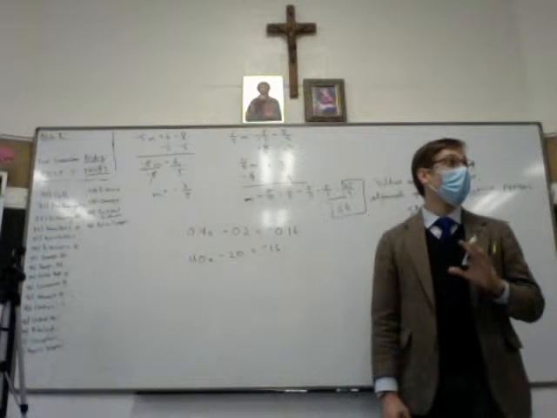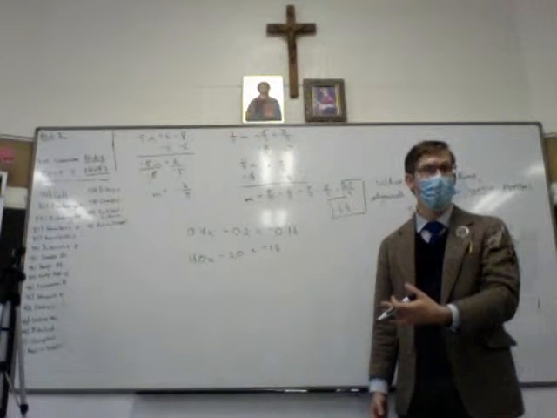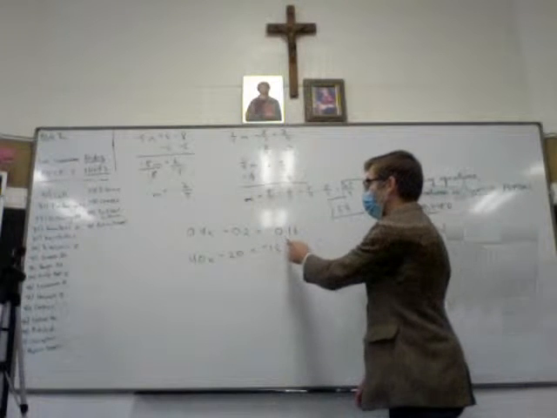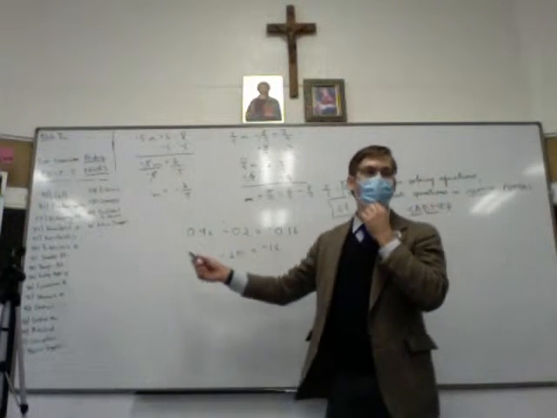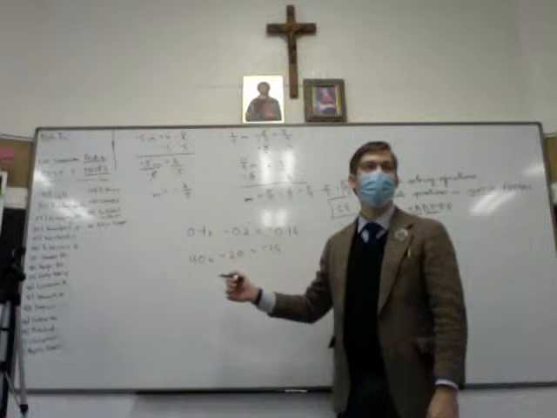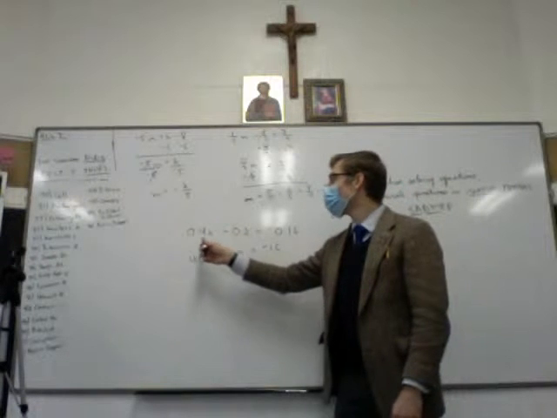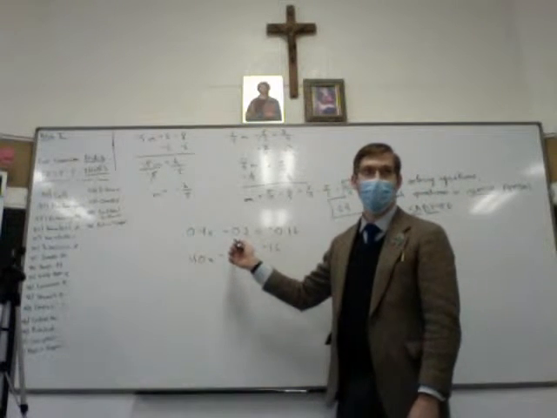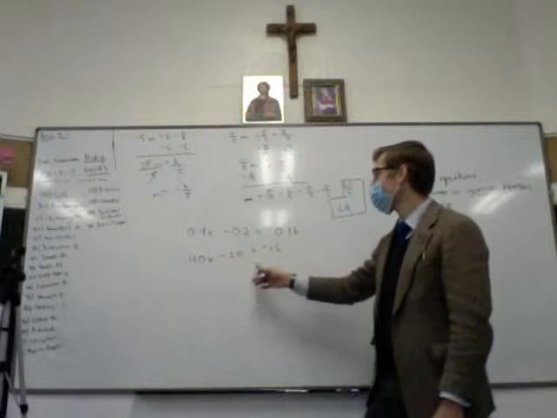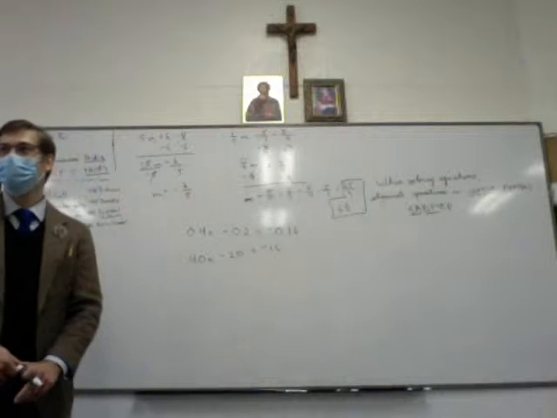Notice how one of the things I'm allowed to do is multiply both sides by the same number. In this case, I picked 100. Negative 0.16 times 100 is negative 16. Remember, when I use that rule to multiply both sides, I have to multiply every single term. So I don't just multiply 0.4x by 100, I also have to multiply negative 0.2 by 100. All right, so now I've got 40x minus 20 equals negative 16. Yay, no more decimals.